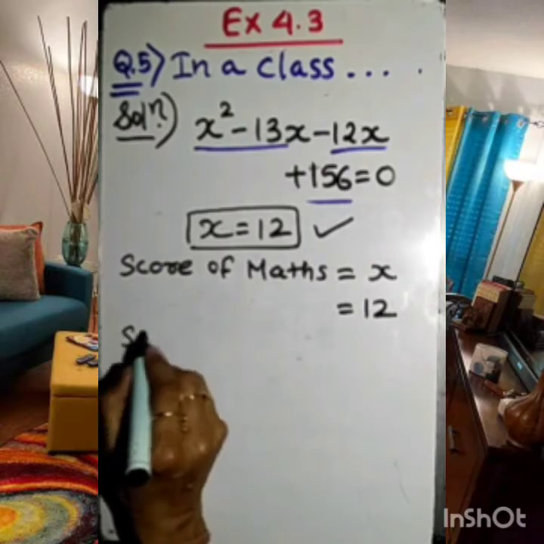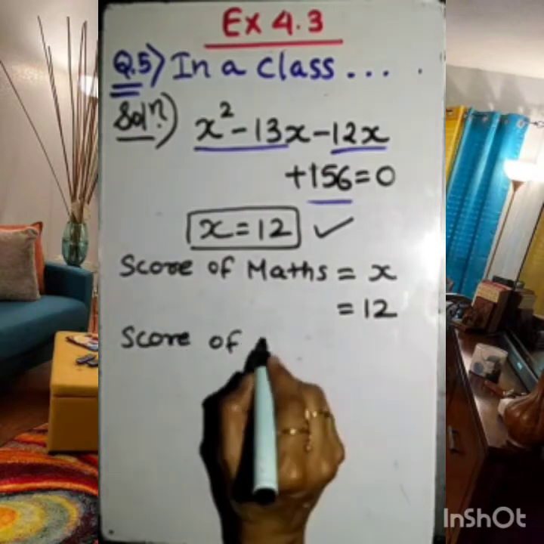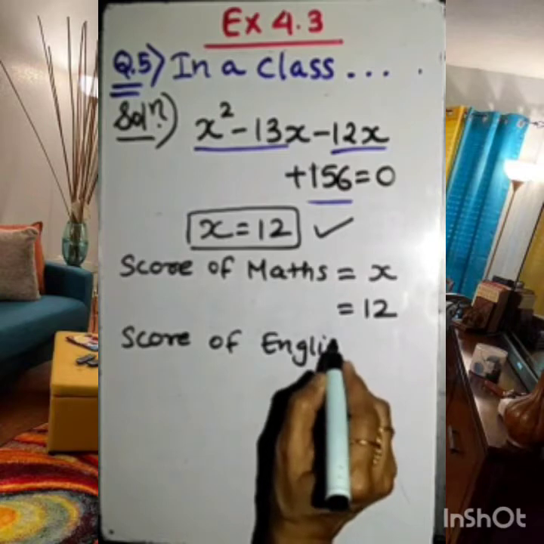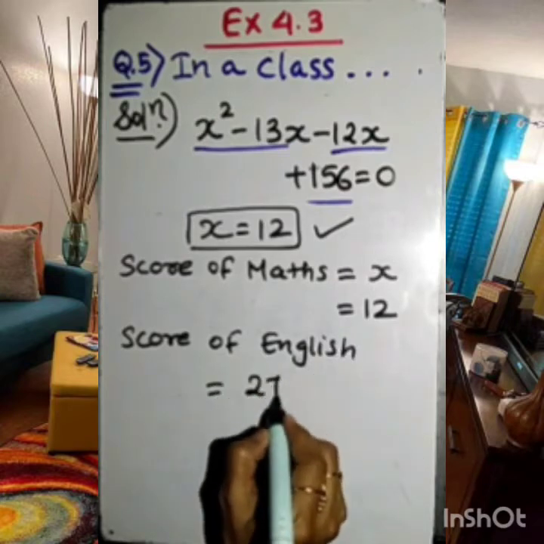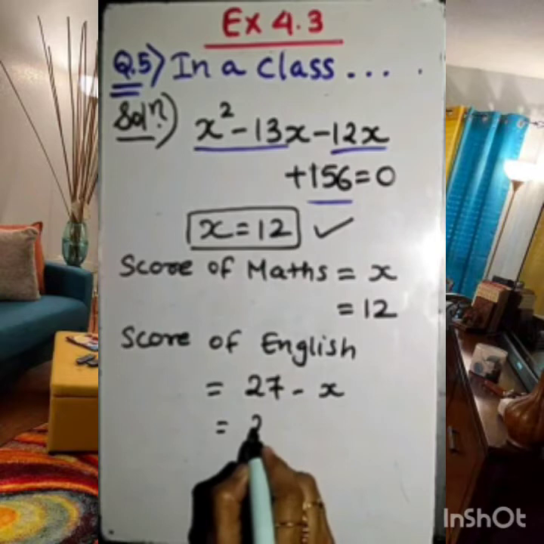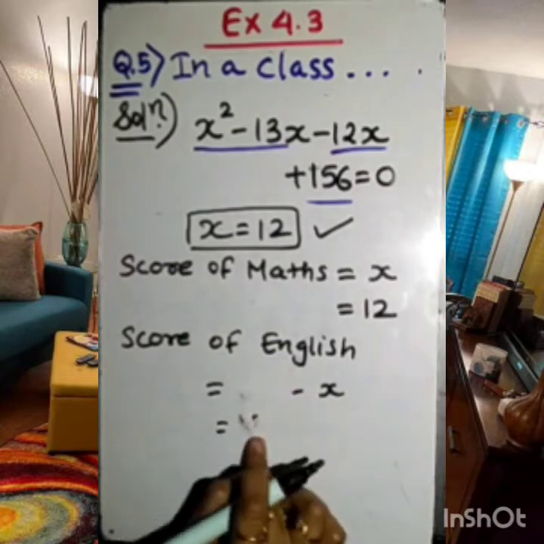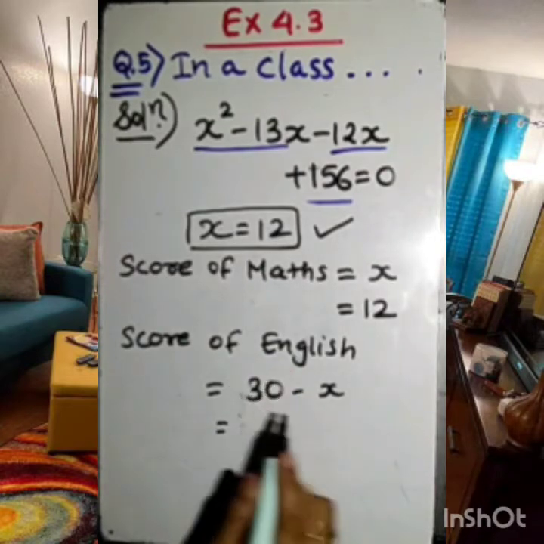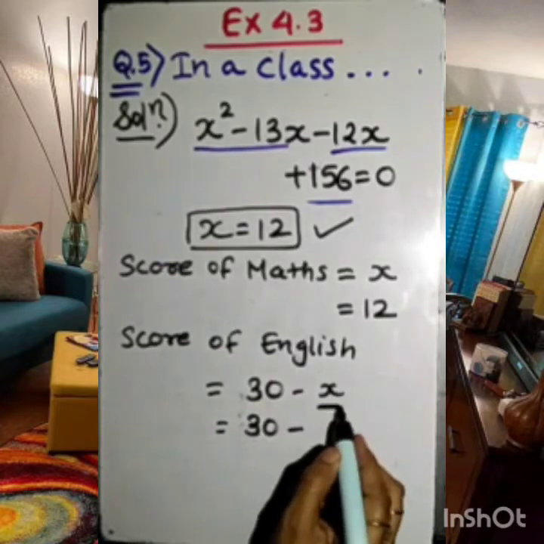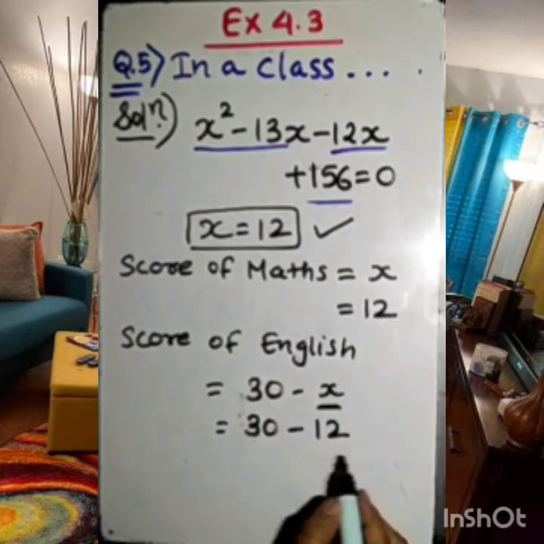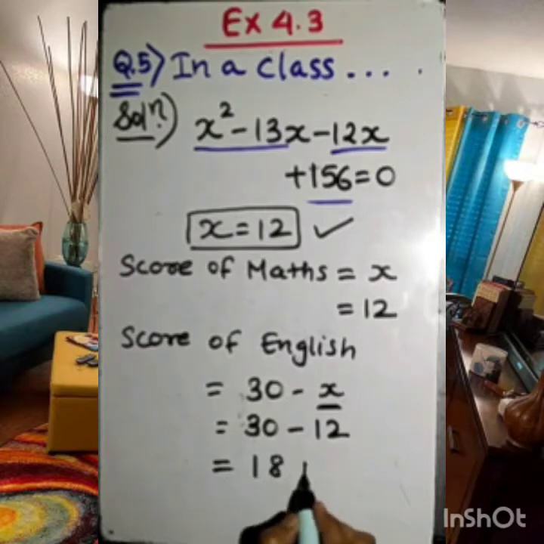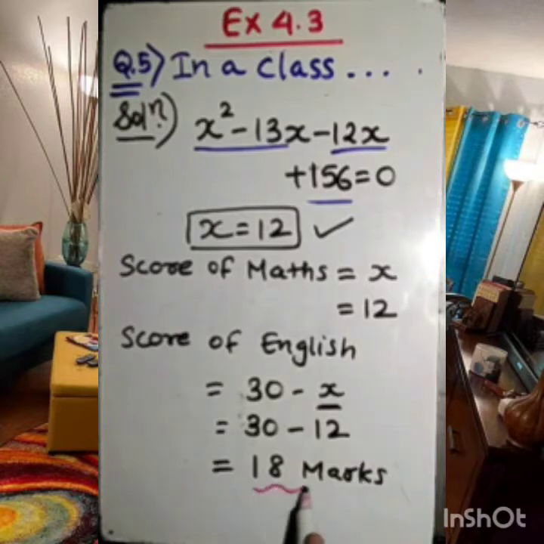So what will be the score of English in that case? Score of English, as we know, was 30 minus x, sorry, not 27. So I am mentioning 30 minus, and in place of x I am writing 12. 30 minus 12 is 18 marks. So in the second case, the score in math is 12 and the score of English is 18 marks. This is the complete solution of question number 5.